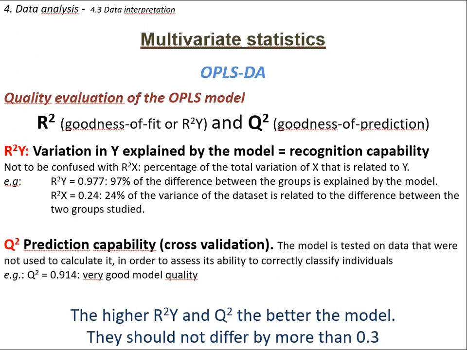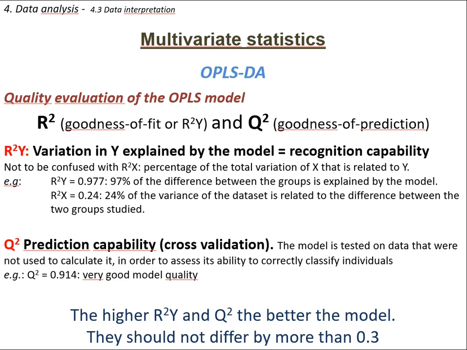So R square Y, if it is 97%, it means that 97% of the difference between the groups that you designed, that you wanted to separate, is explained by the model. But the R square X is only 24%. It means that 24% of the variance of the dataset is related to the difference between the two groups studied. So you see, different notion. One concerns only the discrimination you want to look for. The other is this discrimination as compared to the global variance contained in the dataset.